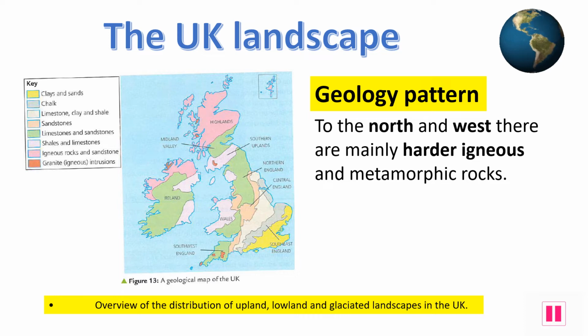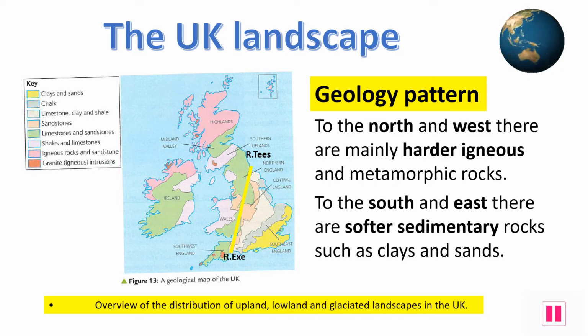We can see that the UK can be roughly split into hard and soft rocks. The harder rocks are the igneous and metamorphic rocks found to the north and west of the islands. They are generally in sloping bands of rocks from the southwest to the northeast. The T-X line is an imaginary line that divides the landscape in the UK. The T's and X are both rivers. In the south and east of the UK, there are generally softer, more easily eroded sedimentary rocks. Pause the show and make a note of the general geology pattern of the UK before moving on.